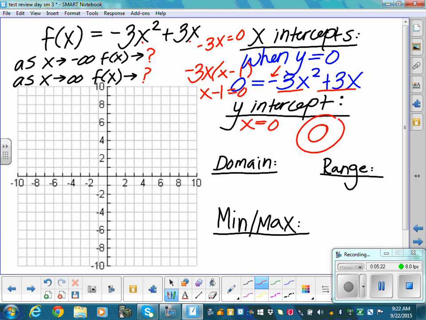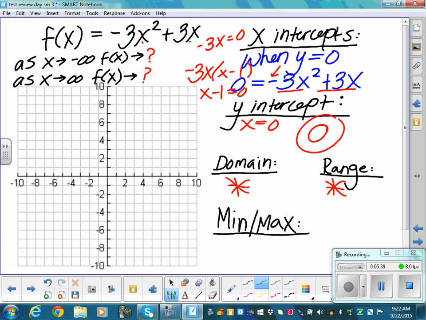Domain and range. Well, to find our domain and range, I would graph it. A lot of us like to just graph these and then look at our domain and range. So I'm not going to do that one. Graph it and then look at your domain and range. Now, for the range part, though, you've got to be careful. This is going to be flipped upside down.